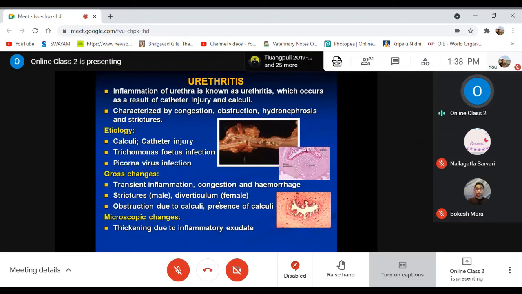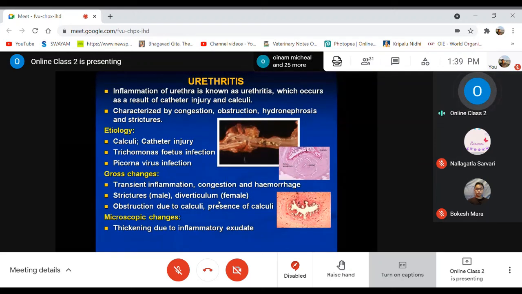Or the presence of the calculi itself, when it is lodged in the lumen of the urethra, the urethral opening and passage, may also cause some injury, causing an inflammatory reaction to the urethra. So that is what we call urethritis. So the urethra may be highly congested.